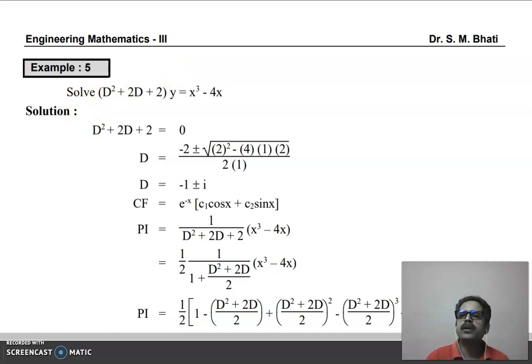So this is your next example, and it has a standard type, and here direct factorization is not working. So using the formula method we have obtained complex roots -1 plus minus i. From it we have written CF. Now PI is 1 over 5D acting on f(x). f(x) is here x cube minus 4x.